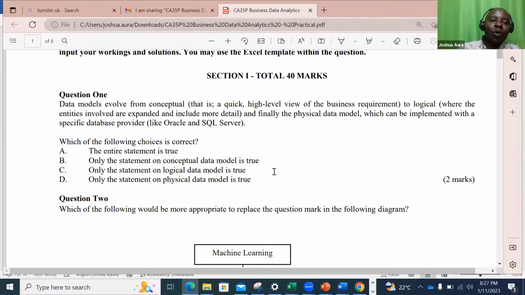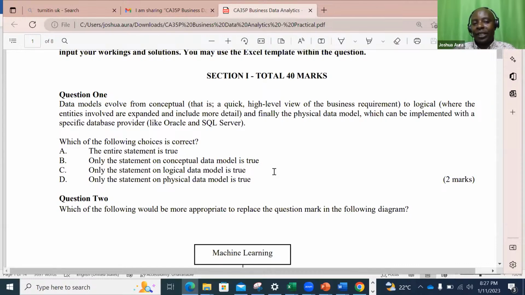Data models evolve from conceptual. A data model. If, for example, you want to make use of the population statistics in Kenya, which is divided into various demographics. We have women, men, the youth, the disabled, various categories. So for you to make use of this kind of population model to do predictions, like how many Kenyans will we be having in the year, say, 2040, of course, you'll have to look at the population growth patterns, etc.